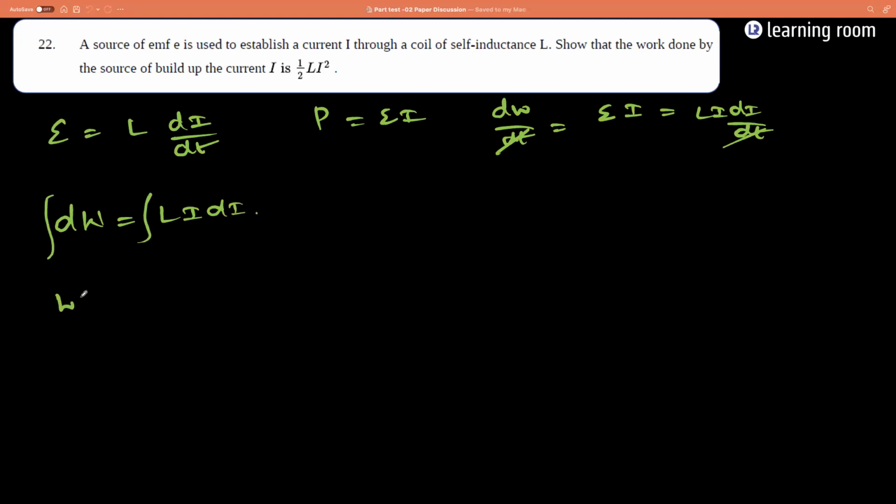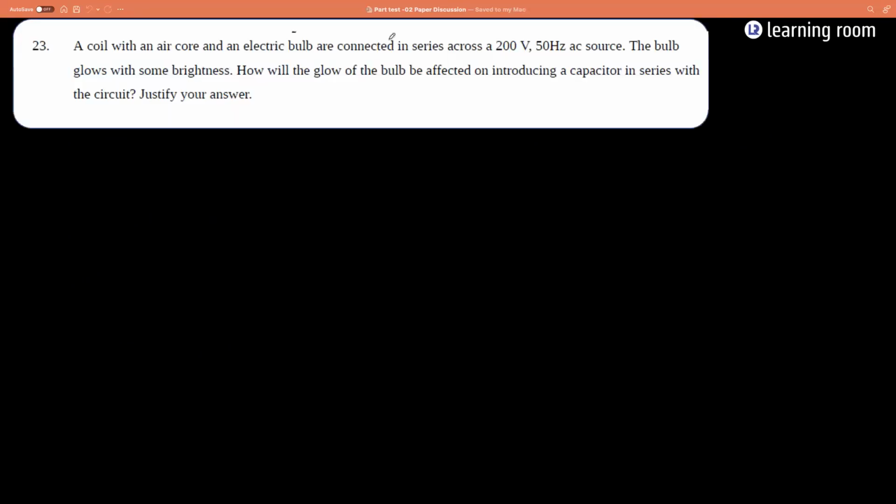Integrate on both the sides. You will get work done is equal to L into I square divided by 2. And this work done is what is going to get stored in the form of magnetic field inside an inductor. Is that clear? So this is all theory only.